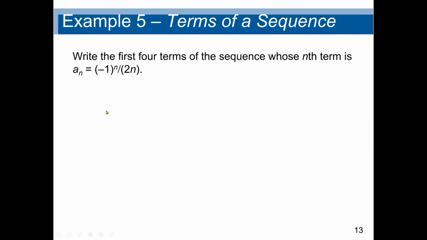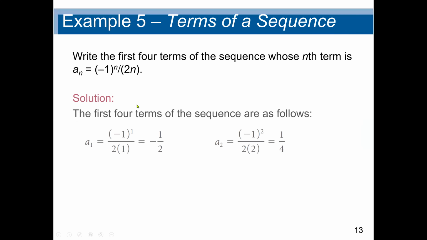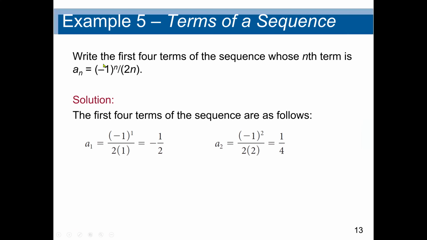So if I'm looking for A1, anywhere I see n, I'm going to substitute it with 1. So we get something like this. A1 will give me -1 to the power 1 over 2 times 1, because n is 1. So -1 to the power 1 will give us -1, and 2 times 1 will give us 2, so we get -1/2.